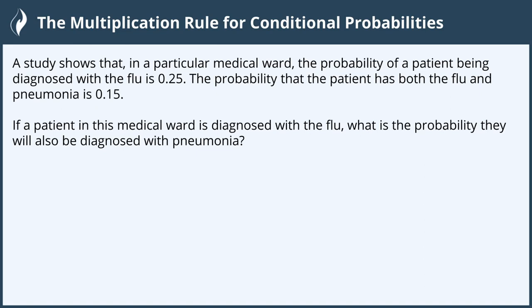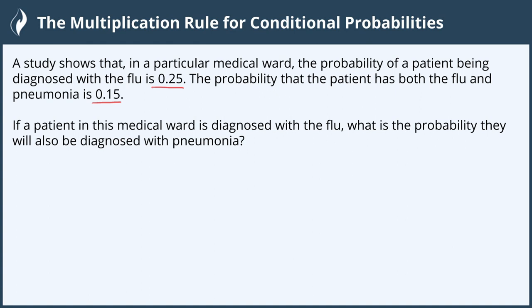Hi everyone! In this video, we will use the multiplication rule for conditional probabilities. A study shows that in a particular medical ward, the probability of a patient being diagnosed with the flu is 0.25. The probability that that patient has both the flu and pneumonia is 0.15. If a patient in this medical ward is diagnosed with the flu, what is the probability they will also be diagnosed with pneumonia? Let's go ahead and break this down.